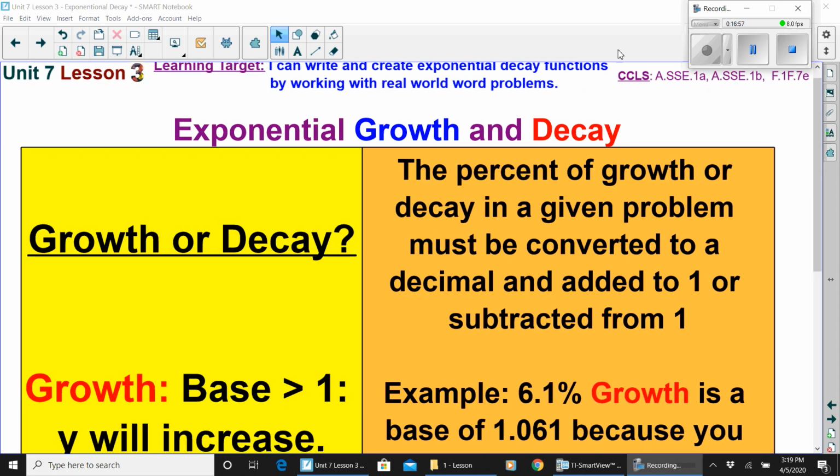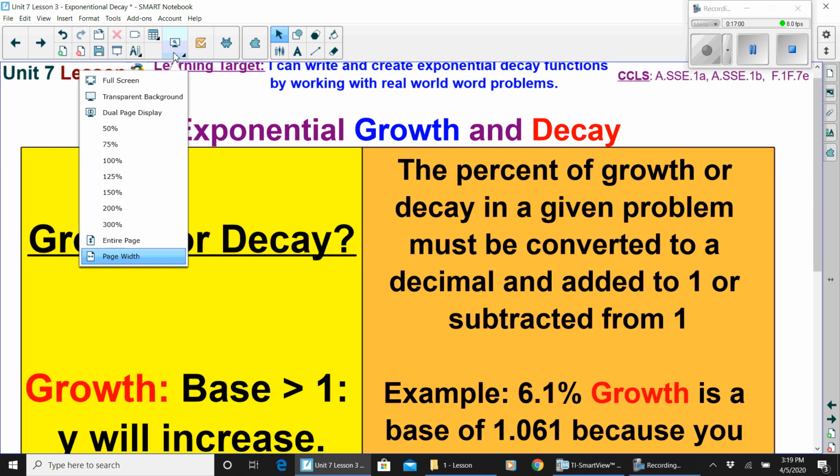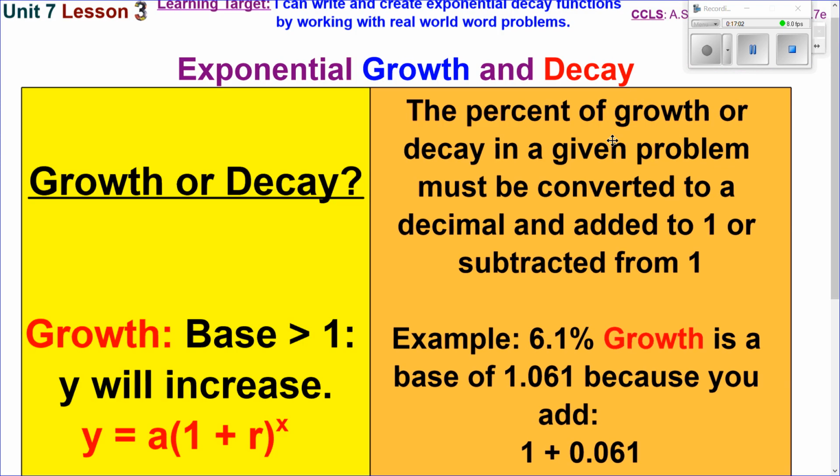This is something that's very important to understand, because they could really ask you all types of questions based on growth and decay, and they would ask you what's the percent, and you would have to know what the percent is based on what they give you. So the percent of growth or decay in a given problem must be converted to a decimal first and added to 1 or subtracted from 1.